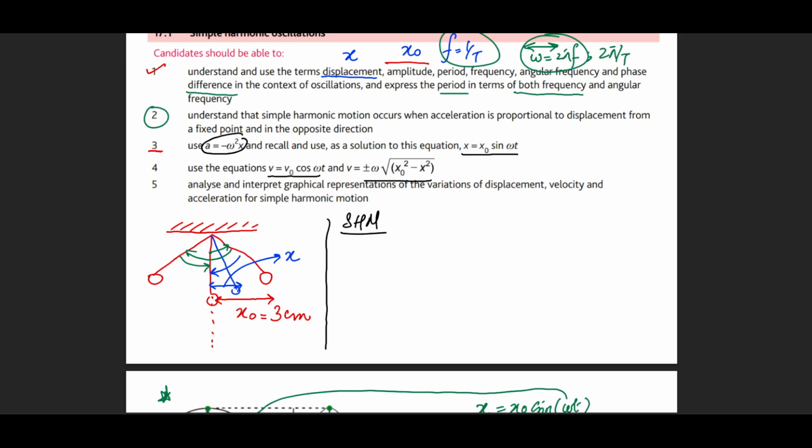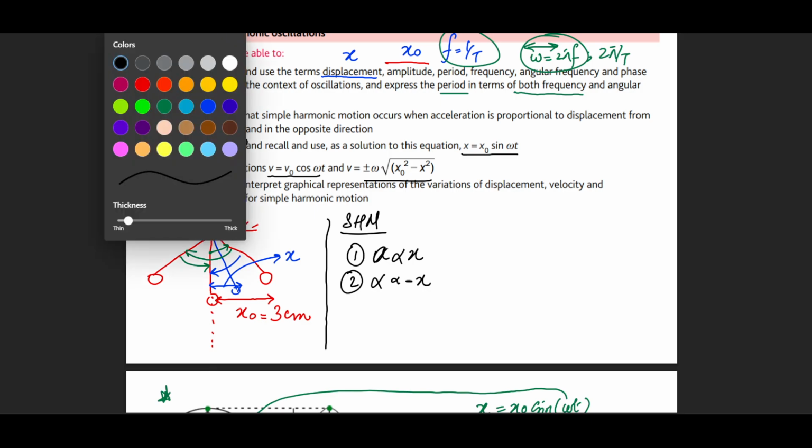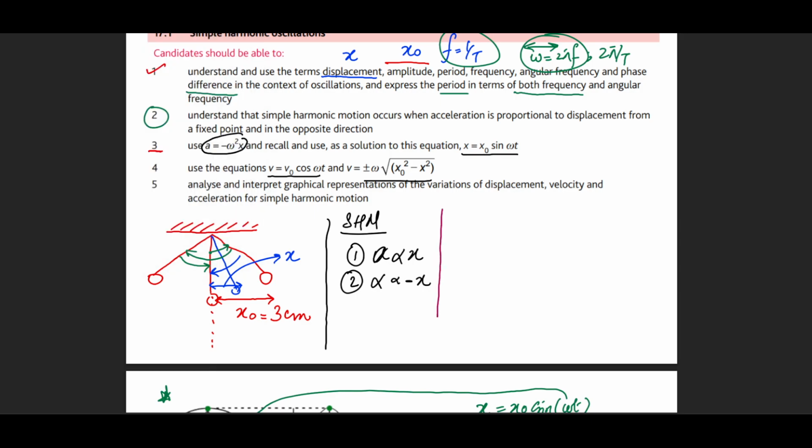The conditions for simple harmonic motion: the first one is that the acceleration should be proportional to displacement. What does that mean? We'll get to that later. And the second condition is that acceleration should be proportional to the negative of displacement. Negative of displacement. What does that mean? It means that wherever the acceleration is taking place, it should be in the opposite direction to the displacement. And we'll get to that understanding as well.